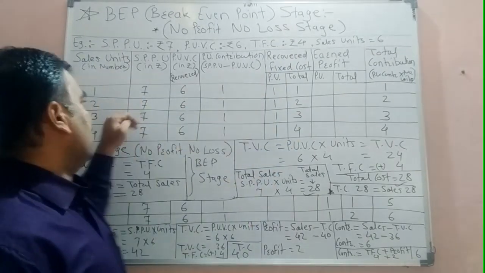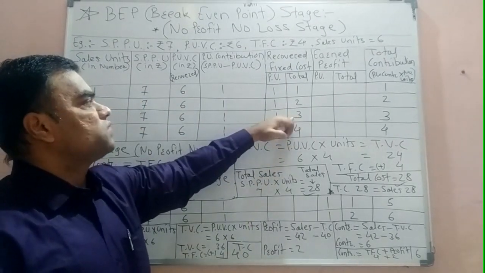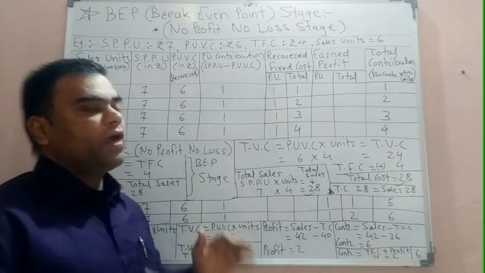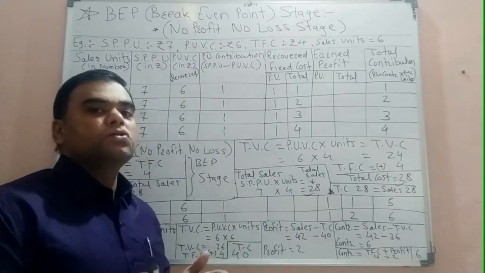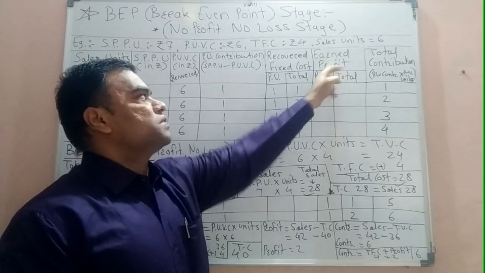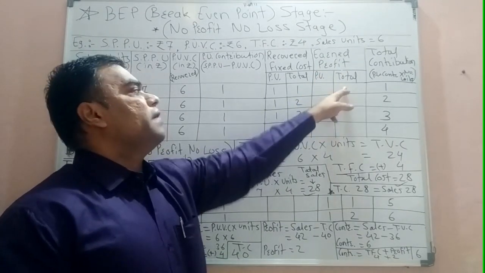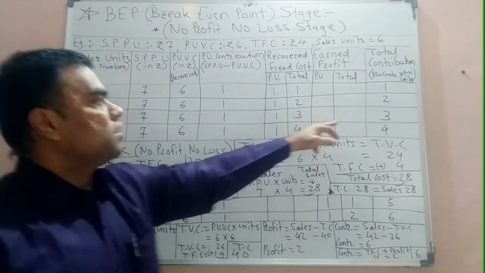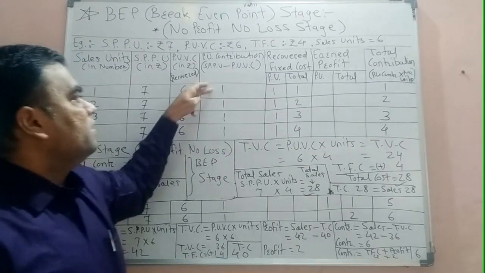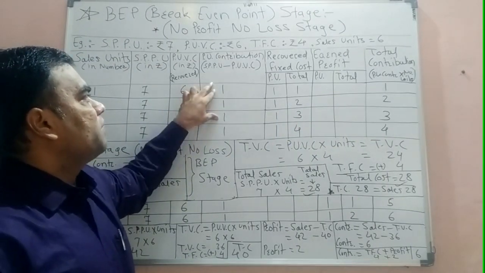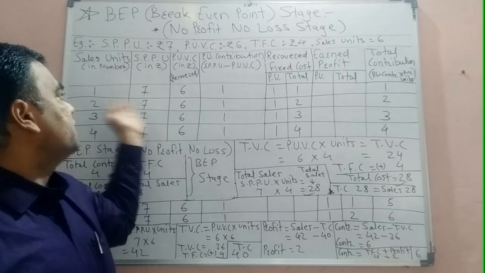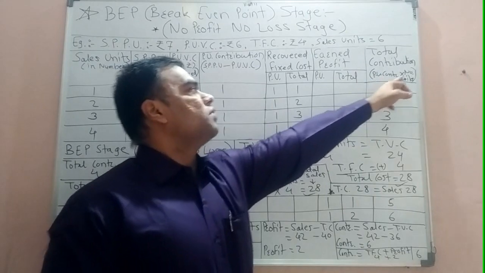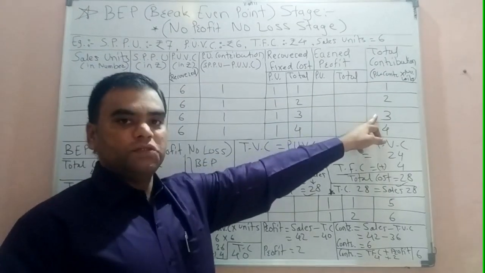Up to 3 units sold, how much fixed cost have we recovered? Rupees 3. 1 rupee still remains to be recovered. So we have not yet recovered our fixed cost, and there is no question of earning profit. So no per unit profit and no total profit has been earned up to the sale of 3 units. Total contribution becomes 3: first, second, third, 1 each. Total contribution is per unit contribution 1 into number of units 3, so total contribution became 3.